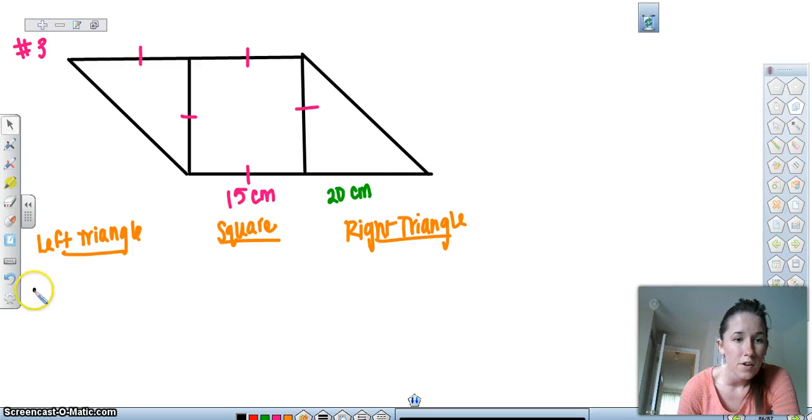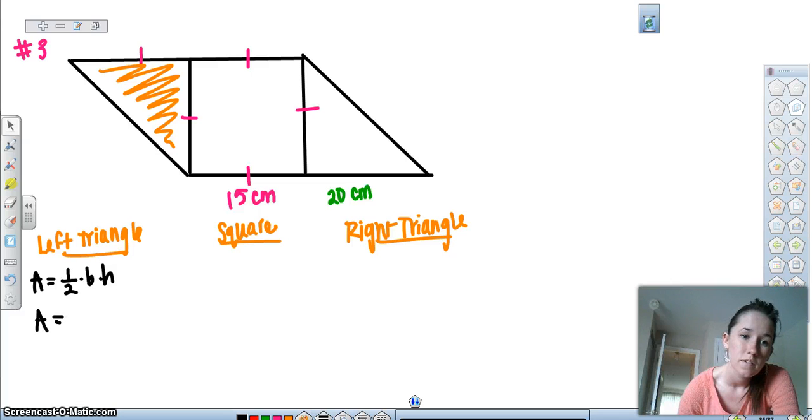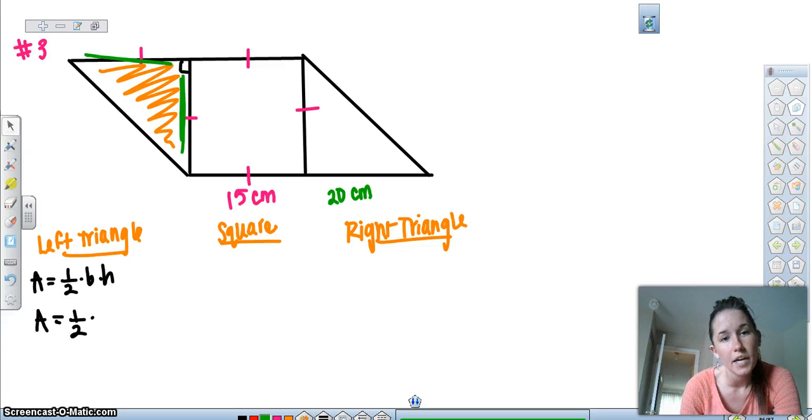Okay, so to get the area of any triangle, you do 1/2 times the base times the height. So we're going to focus in on this left triangle right here. Okay, we need to know its base and its height. The base and height have to meet at right angles. So you could use these two sides because they meet at right angles. This could be your base and this could be your height.